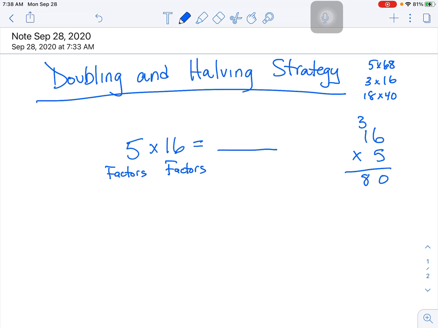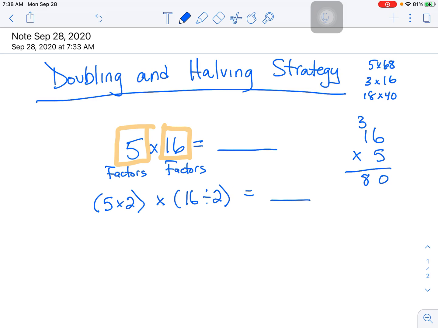So I should be thinking about the first number, which is my 5, and I should be thinking of what is 5 times 2. So I'm going to write this because I know that when I multiply times 2, that is when I double something, okay? I'm still going to keep my multiplication sign, and I'm going to have a new factor, and this factor is 16. This is the one that I am going to take half of. When I take half of something, that is when I divide it by 2. So if I take a peek at this, this doesn't look like it has made it any easier at all if I look at it in this format.